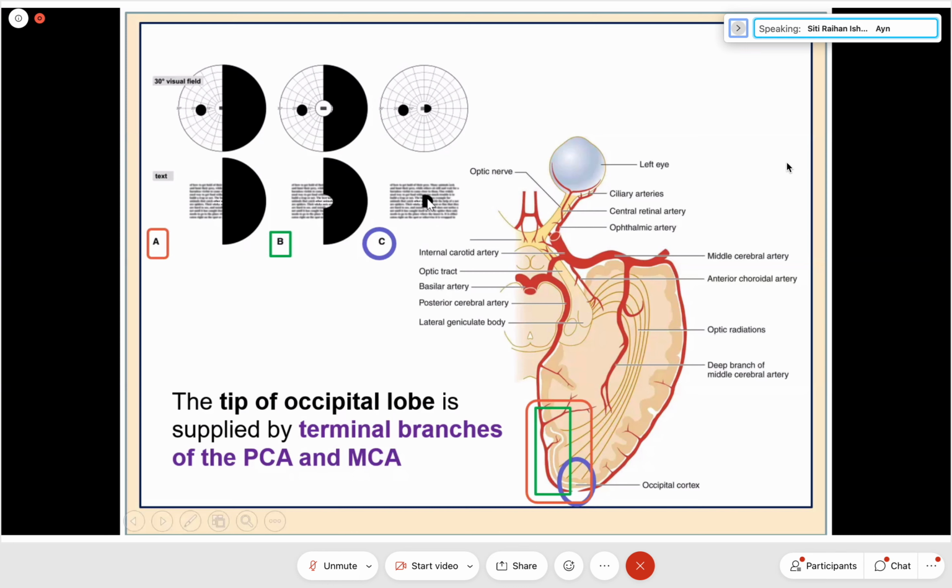And the C is quite rare. It occurs due to distal emboli, which only affect the distal part of both arteries, the PCA and MCA. Okay, the peripheral field will be preserved, only the macula area affected.